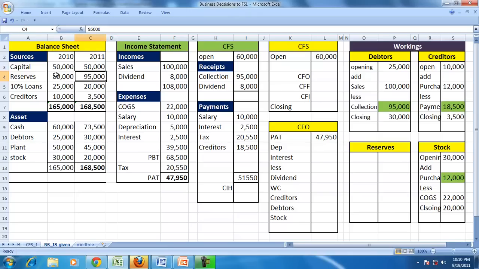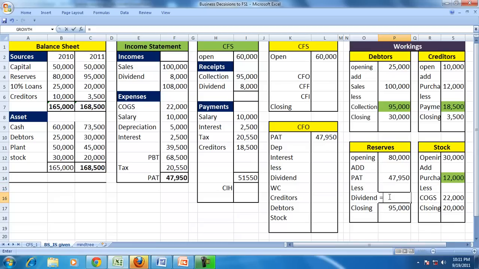The reserves have increased from 80 to 95,000, but generally the reserves increase because of, so opening reserves, add profit, add PAT, less dividend is the closing reserves. So closing reserve 95,000, opening reserve 80,000, profit for the year 47,000.